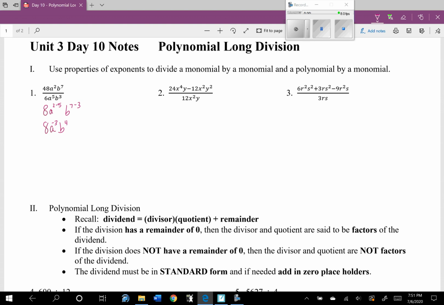And remember, we don't like negative exponents, so this becomes 8b to the fourth over a to the third, so that negative exponent for the a means that the a goes in the denominator and becomes positive.